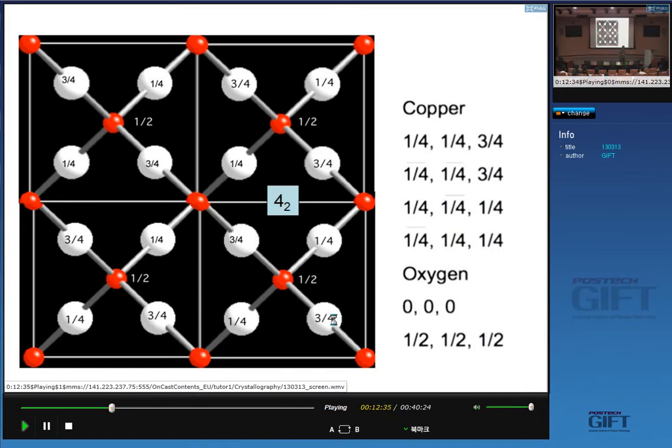Okay? Can you see that there is a screw axis pointing out of the plane of the board? It's a fourfold axis involving a translation of a half. So imagine there's an axis coming out of the board. If I rotate this one by 90 degrees, I get a copper atom at 1/4. But then I translate it along the axis by 1/2, and I end up with this one at 3/4. Yeah? Is everyone happy with that? Can you see that there's a fourfold screw axis?